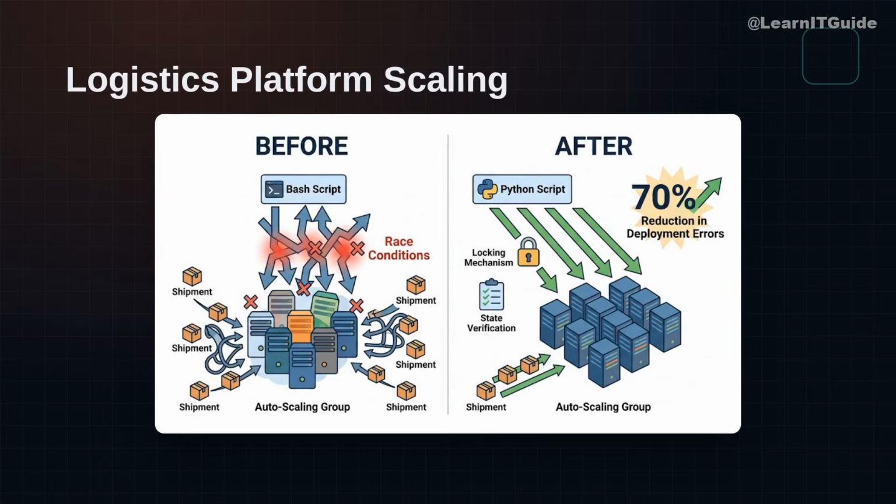Think about a real-world scenario. A logistics platform tracking 100,000 shipments per day needed to manage their scaling. They used Bash, but it led to race conditions. When they switched to Python, they could implement locking mechanisms and state verification. The result was a 70% reduction in deployment errors. This is the business value of Python.